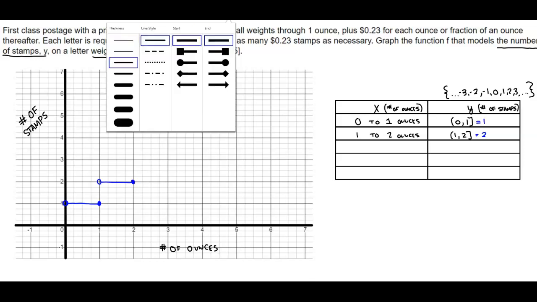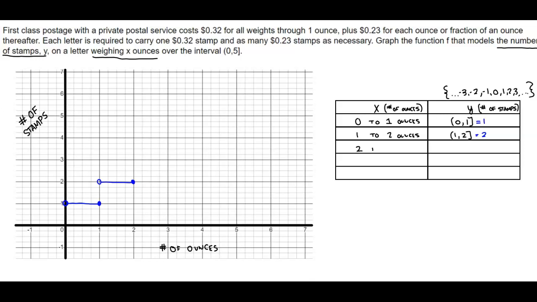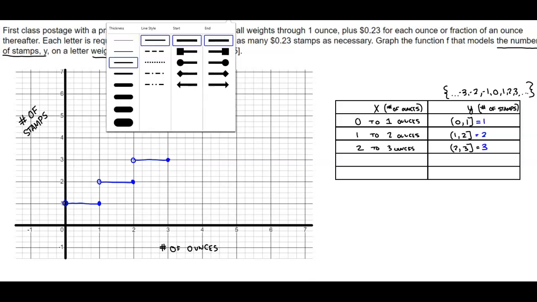Next, we are going to go from 2 to 3 ounces. At 2 we're not including it, but at 3 we are, so we include up until 3. If you have 2 ounces, you're not going to pay for 3, you're going to have 2 stamps, not 3 stamps. But as you increase after 2, anything between 2 and 3, not including 2 but including 3, is going to need 3 stamps. Okay, let's go to the next one.